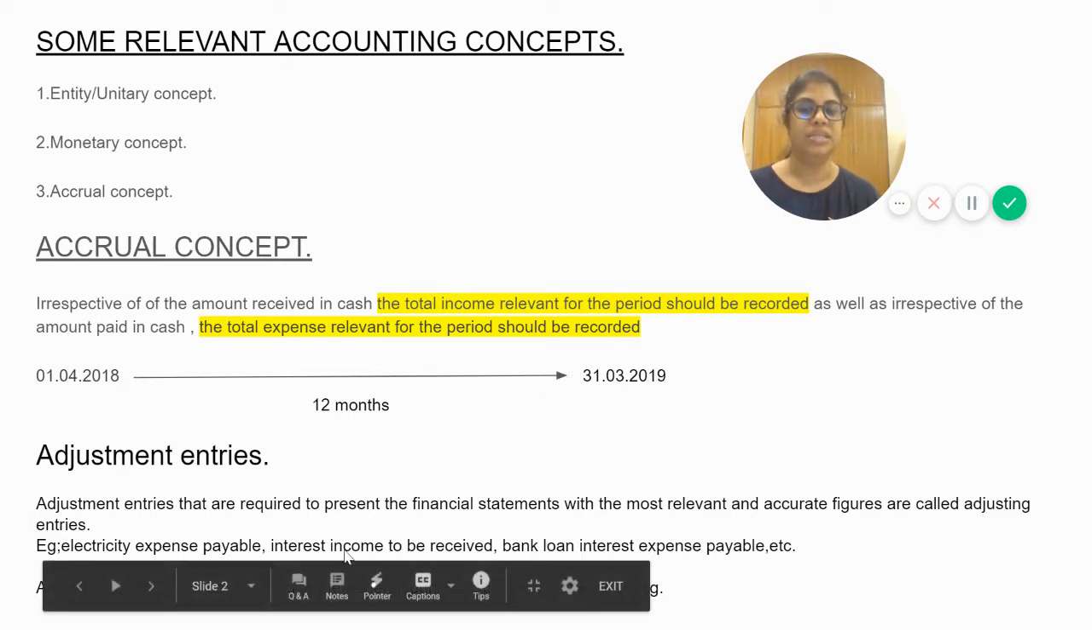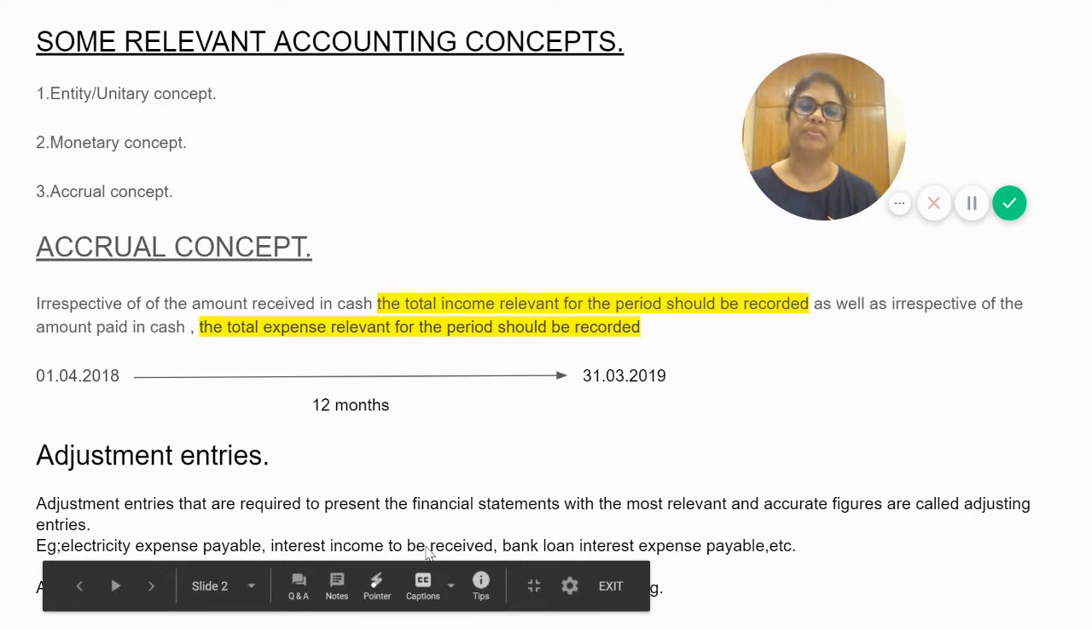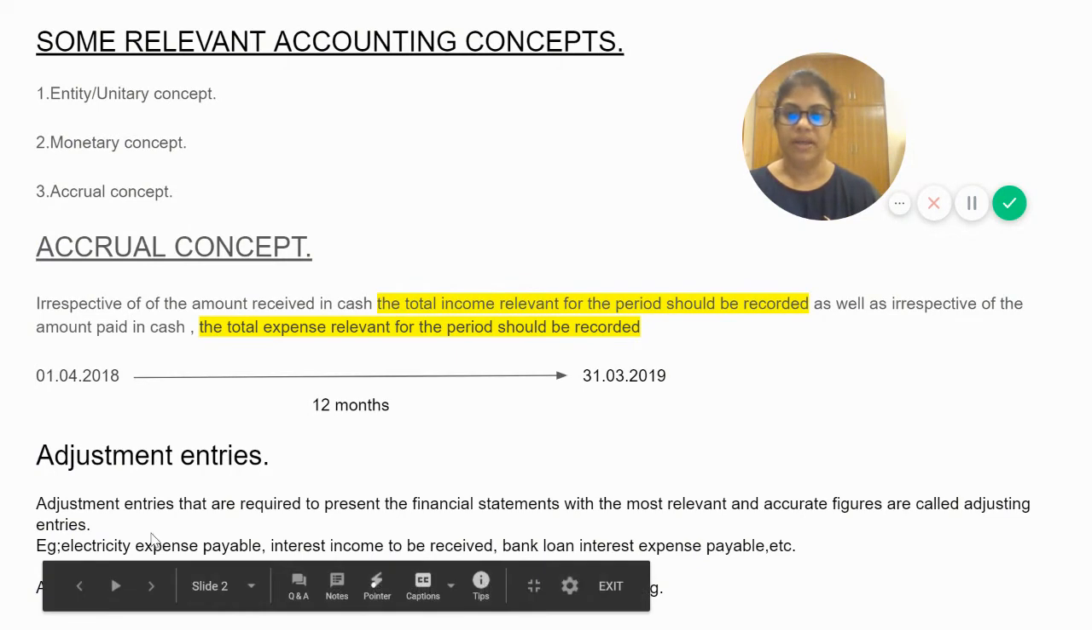Then the second one, interest income to be received. It's an income which we are going to receive. We have not received it from an outside party as an inflow to the business. But if we calculate our profit without considering that income, our profit figure will be wrong, and the stakeholders who are making decisions about the business will not be very accurate at that time. If we do not treat the electricity expense like that, then again we end up with a wrong profit.